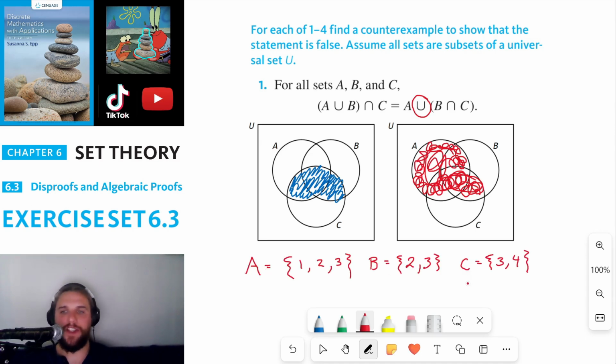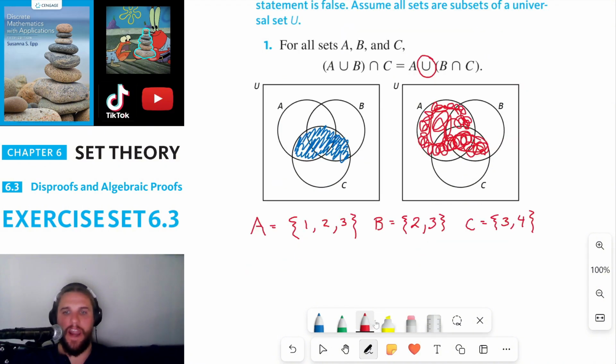So here are 3 sets that I made up. I picked B and C completely randomly, but I picked them in a way so that A has elements that are not contained in either B or C. Now we're going to compute the left-hand side here. A union B would just be 1, 2, 3, and then (A union B) intersection C would just be 3.